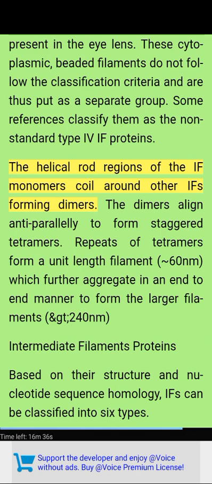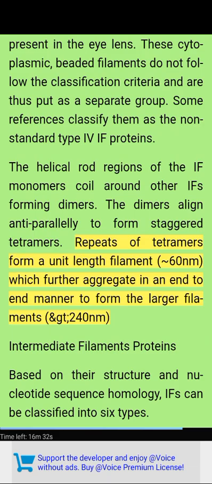The helical rod regions of the IF monomers coil around other IFs, forming dimers. The dimers align anti-parallelly to form staggered tetramers. Repeats of tetramers form a unit-length filament, approximately 60 nanometers, which further aggregate in an end-to-end manner to form larger filaments of over 240 nanometers.